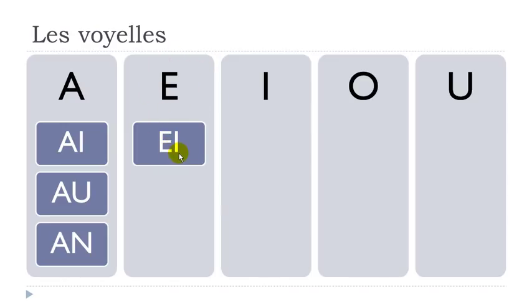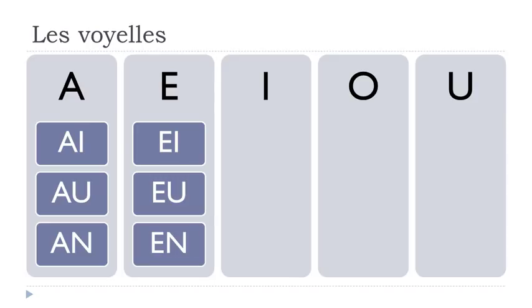So E combined with the vowel E will give you the sound E. So the same sound as we had previously here, okay, and it's E, so really open. And now if you combine it with the U, you will get the sound U. And if you combine it with N, then you get the sound AN. So the same sound as we had when we combine N with A, okay, AN, AN.